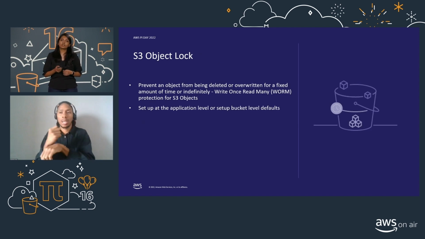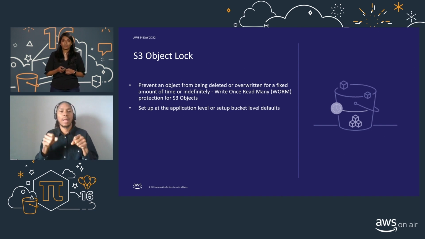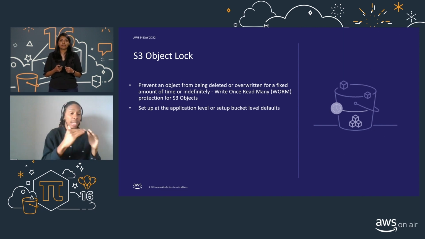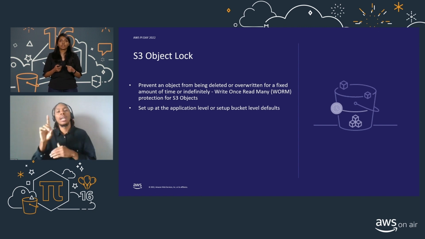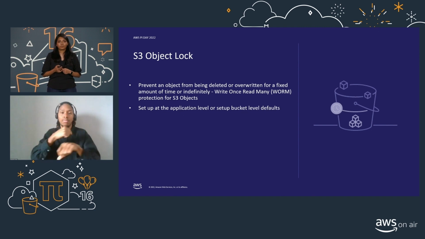Object locks are a great way to protect your critical objects from getting deleted or overwritten, and you can enable WORM type of storage on S3. Object locking can be set up at the object level or the application level or even as a default bucket level setting so that every object in your bucket is automatically locked for your specified duration of time.